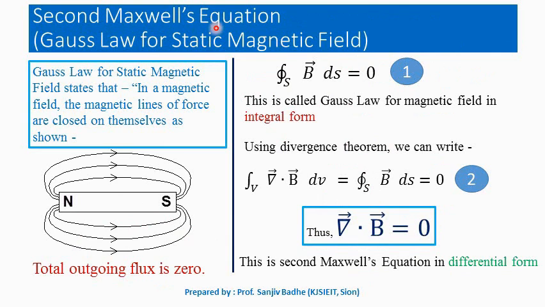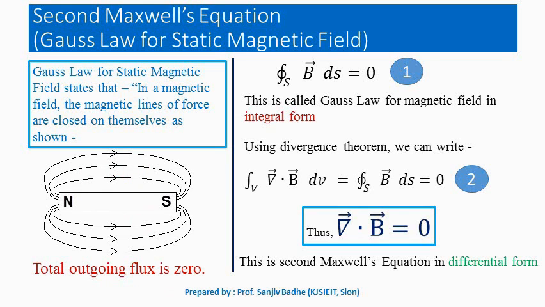Now second Maxwell equation is based on Gauss law for static magnetic field. Gauss law for static magnetic field states that in a magnetic field, the magnetic lines of force are closed on themselves. So magnetic field lines originate from north pole and they end at south pole, and inside the magnet they go from south pole to north pole. So they are closed on themselves. That means total outgoing flux is equal to 0.